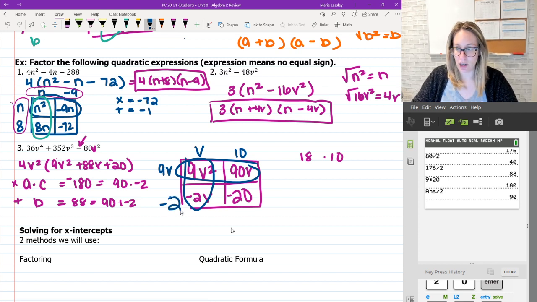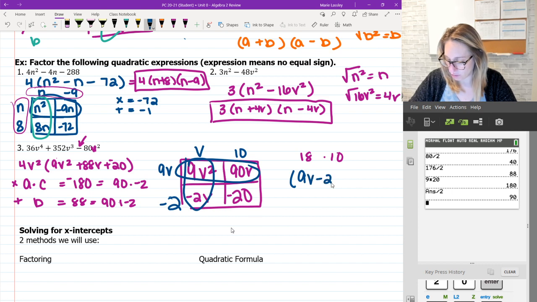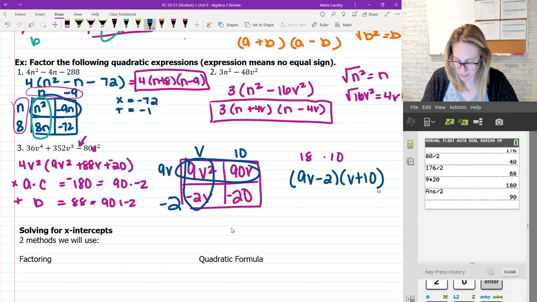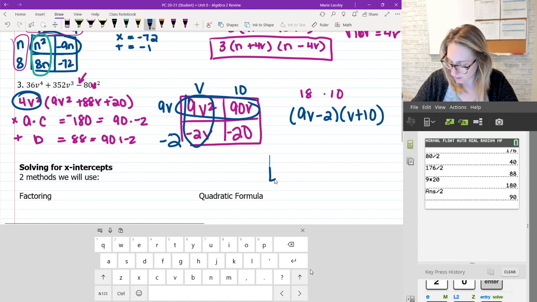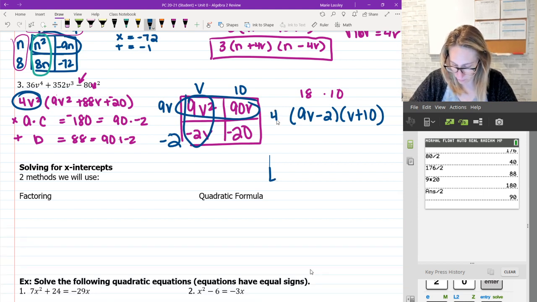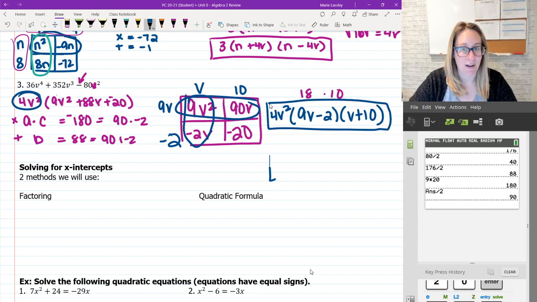Now I have my factors. My factors are going to be 9v minus 2 and v plus 10. Now we can't forget that GCF that we took out a long time ago. So out front, we are still going to have 4v squared. And that is our final answer.